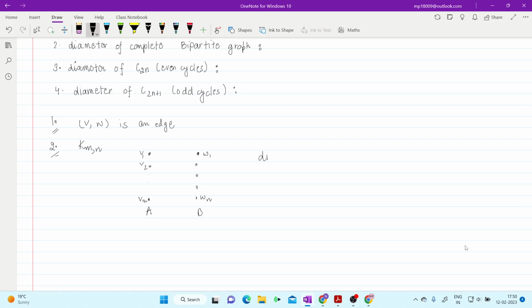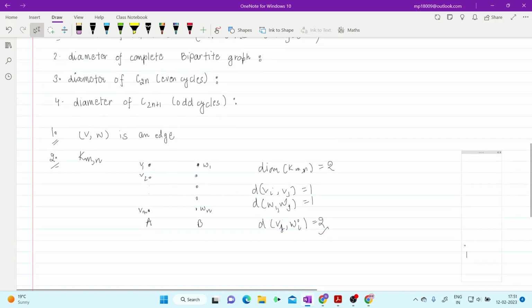So we see that the diameter of Kmn is 2, because if two vertices are in the same bipartition, then their shortest distance is 2, and if they are in different partitions, then their shortest distance is 1, and the maximum of all such lengths is 2. So we see that the diameter of a complete bipartite graph is 2.